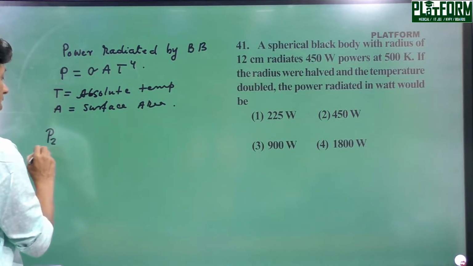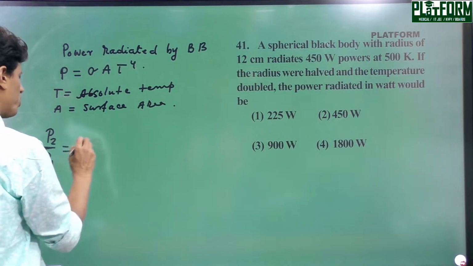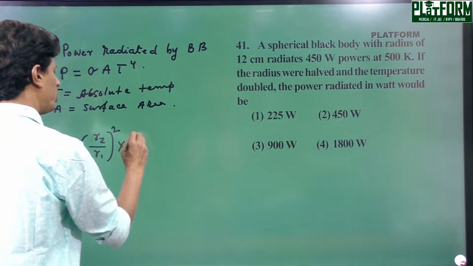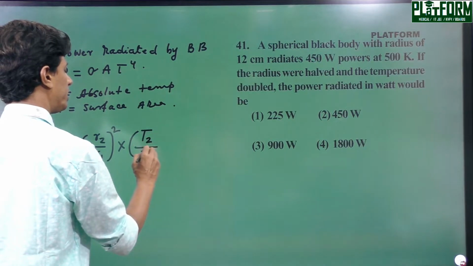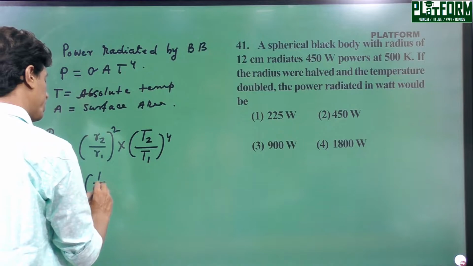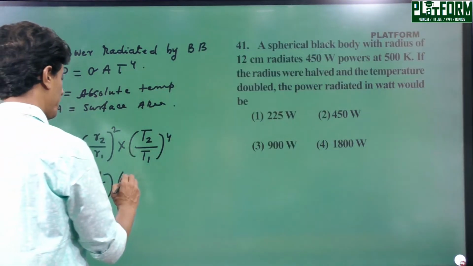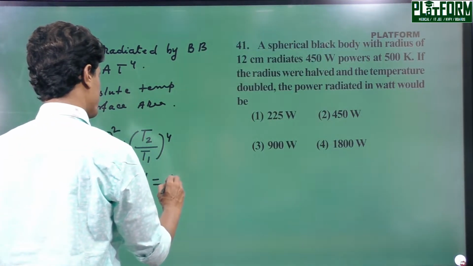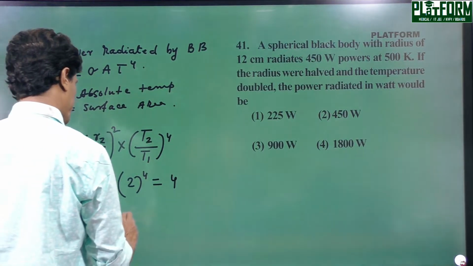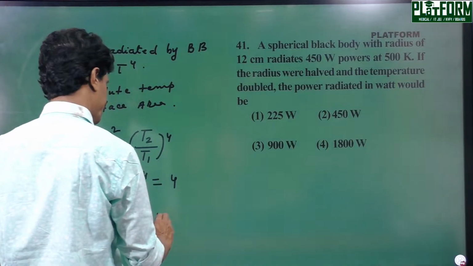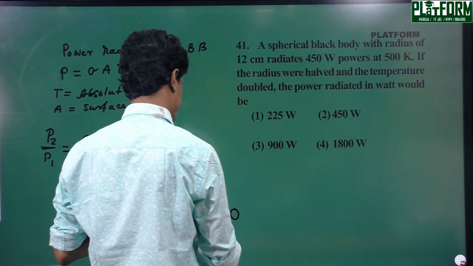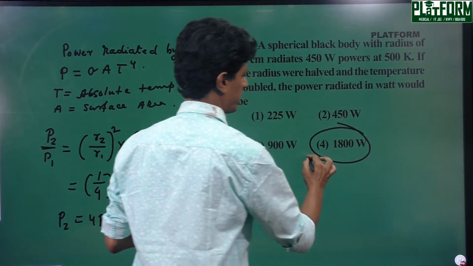So P2 by P1 is equal to R2 by R1 whole square into T2 by T1 to the power 4. R2 by R1 is one half, so squared it is 1 by 4, and T2 by T1 is 2, so 2 to the power 4 is 16, therefore it is 4. Power P2 is equal to 4 P1, that is 4 into 450 watt, which is 1800 watt, and the right option here is 4.